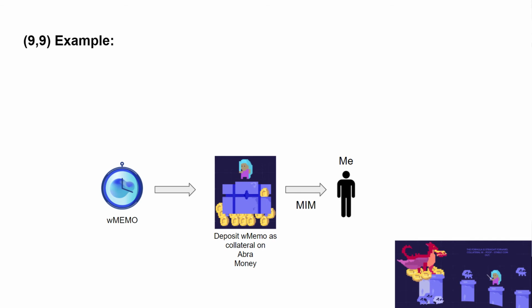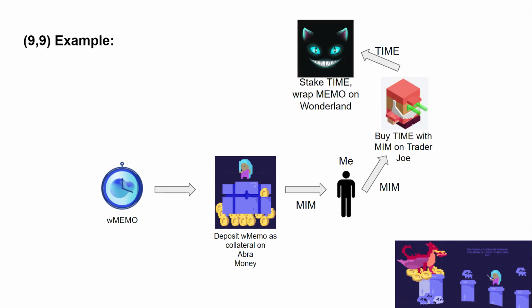As shown here, I know that I can deposit my WMEMO on Abracadabra to get MIM. What I can do with the MIM is buy TIME tokens on Trader Joe, then stake it on Wonderland to get more WMEMO, and then once again use it to deposit on Abracadabra to get more MIM.